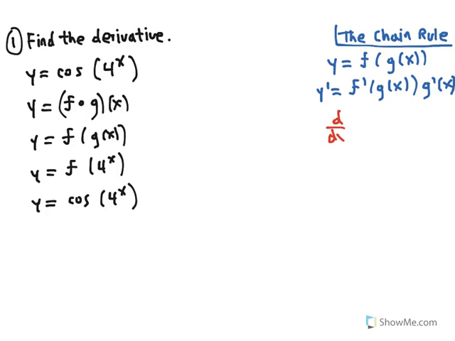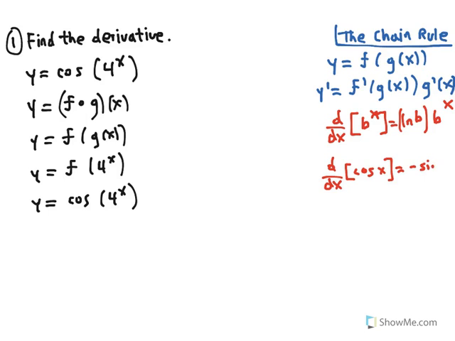The derivative with respect to x of the exponential function with base b is equal to the natural log of the base times the exponential function. Furthermore, we also have the cosine function, so we will also have to remember that the derivative with respect to x of cosine of x is negative sine x.